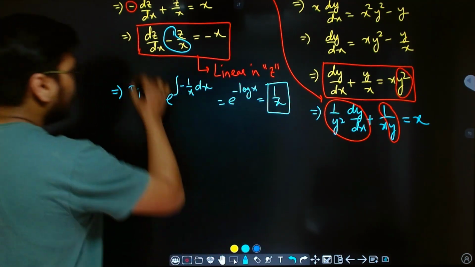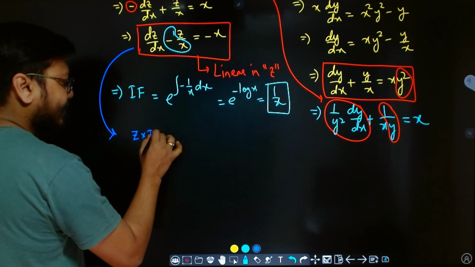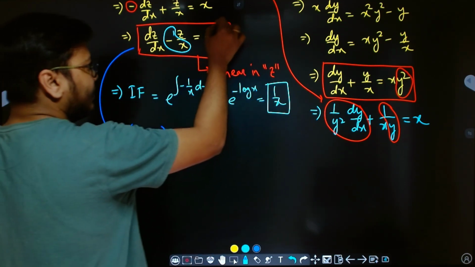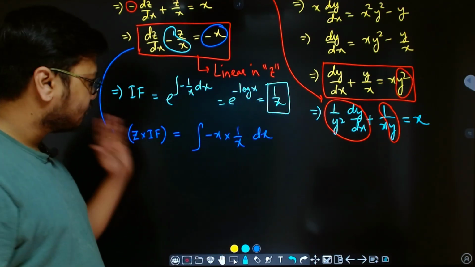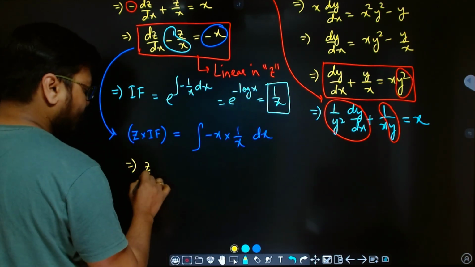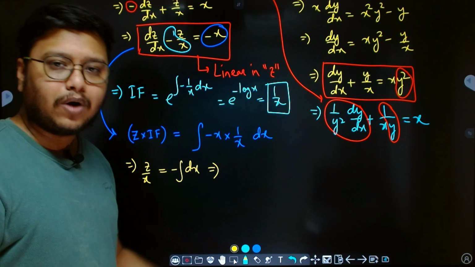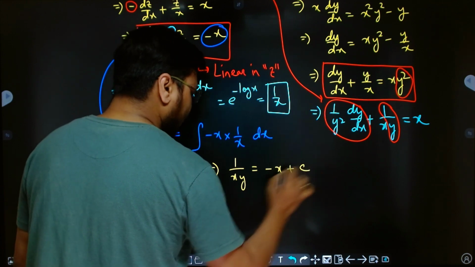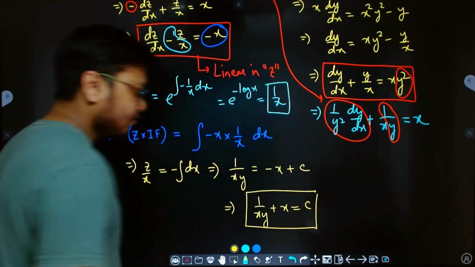Now directly we can solve this. The direct formula for solving this was z into integrating factor equals integration of the right side into integrating factor. Right side is minus x, so minus x into integrating factor dx, right? This was the direct format of the solution. So from here I would get z into integrating factor, so z upon x equals integration of minus dx. Now z means 1 upon y from the substitution, so 1 by xy equals minus x plus c. So this will be our answer to the given differential equation.